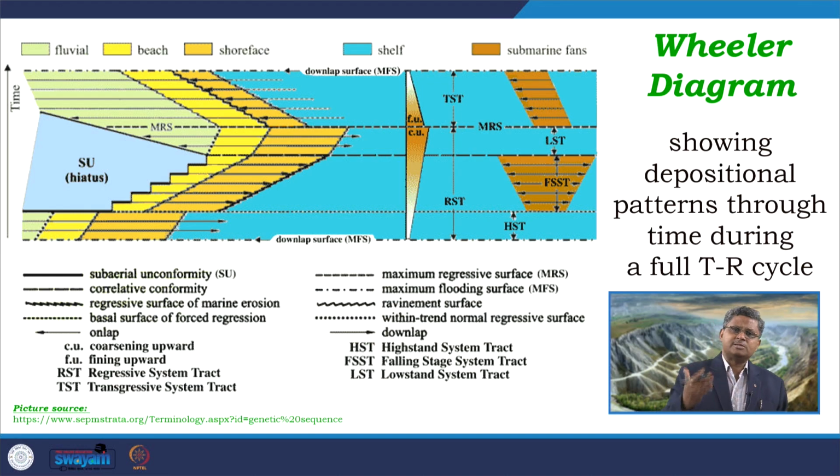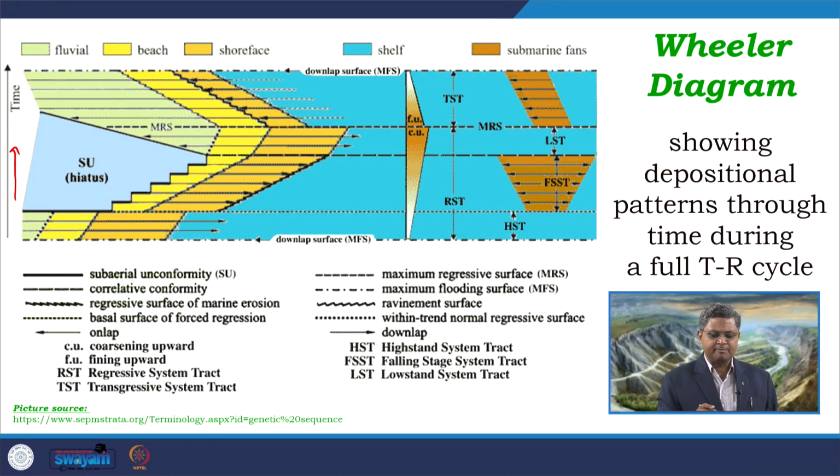Commonly, we explain or represent this transition of different depositional systems during the system tract or across the system tracts using a Wheeler diagram. Wheeler diagram is a very popular diagram in stratigraphy, where we try to represent the depositional pattern of different strata through time, and that can be represented in terms of TR cycles. Say for example, over here in this particular diagram, as you can see, this is the time axis. So, these horizontal lines are the time planes.